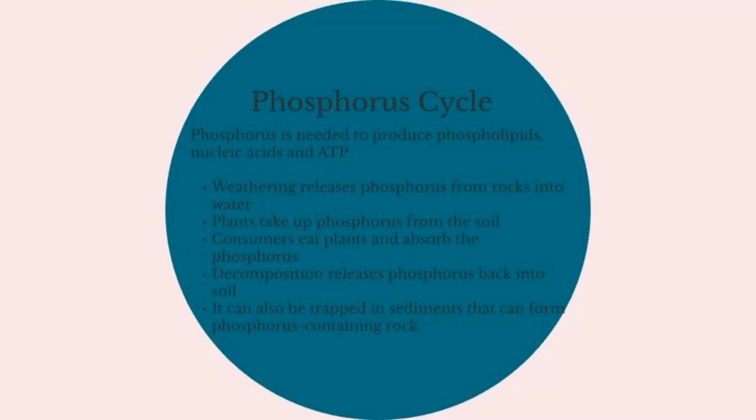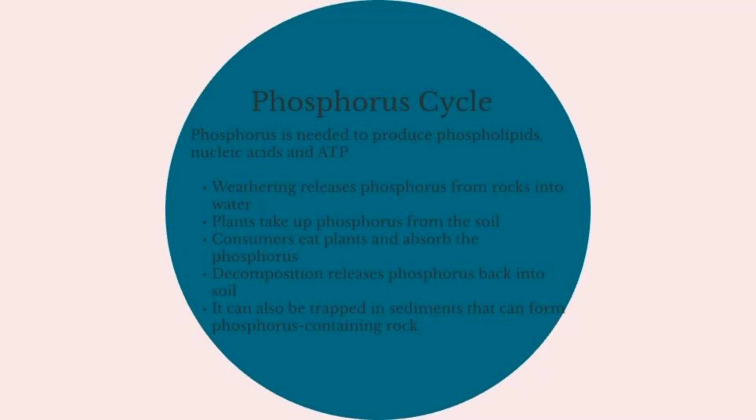So the phosphorus cycle starts with phosphorus, which is in rocks, and this is slowly released into the soil and into water by weathering. This is the slow breaking down of rocks over time, and the type of phosphorus that is released are phosphate ions. These ions are then taken up from the soil by plants, and they can also be absorbed by algae, which are in water.